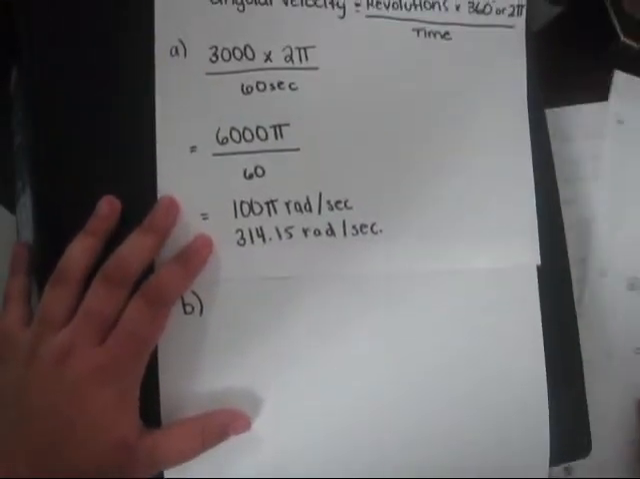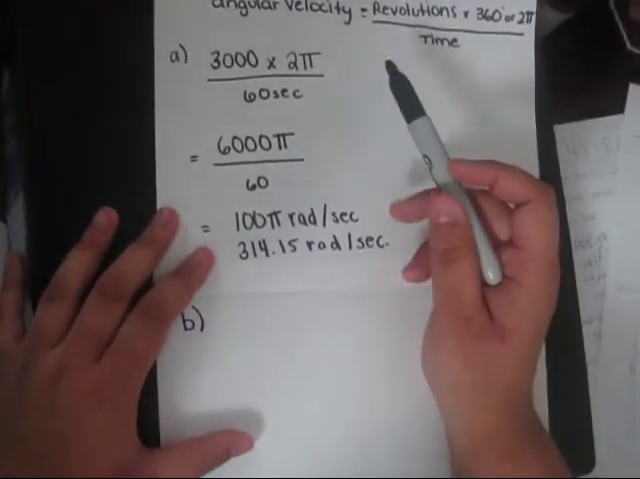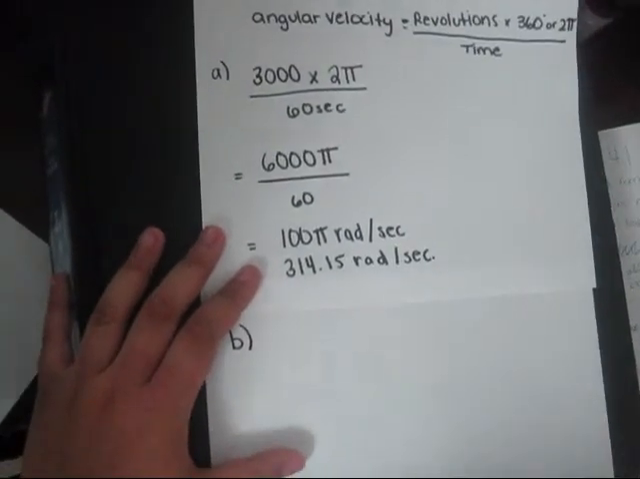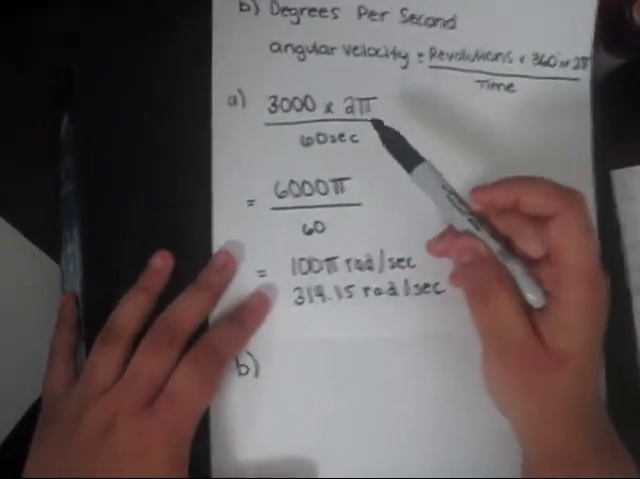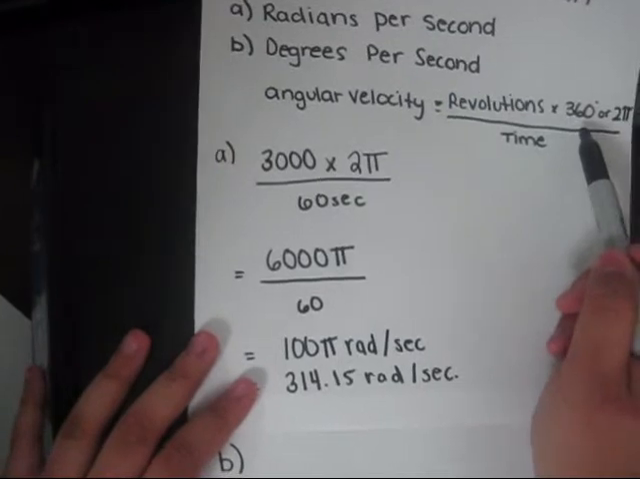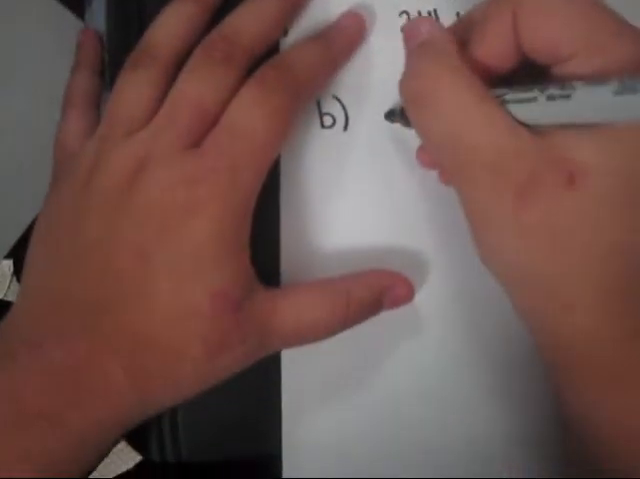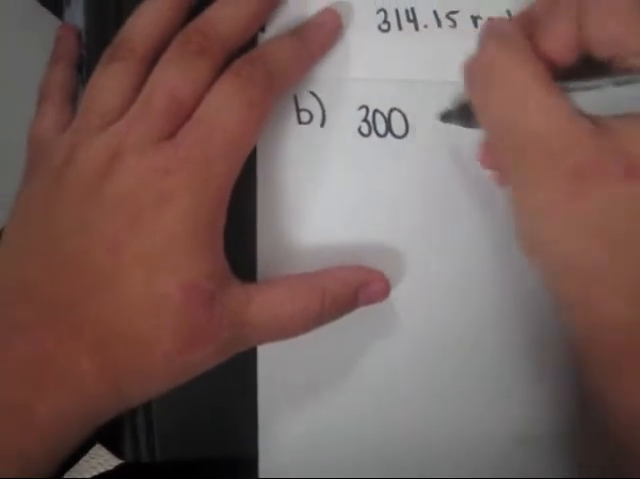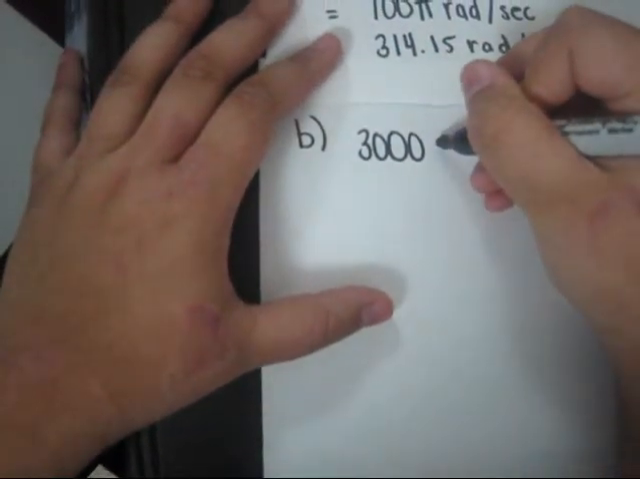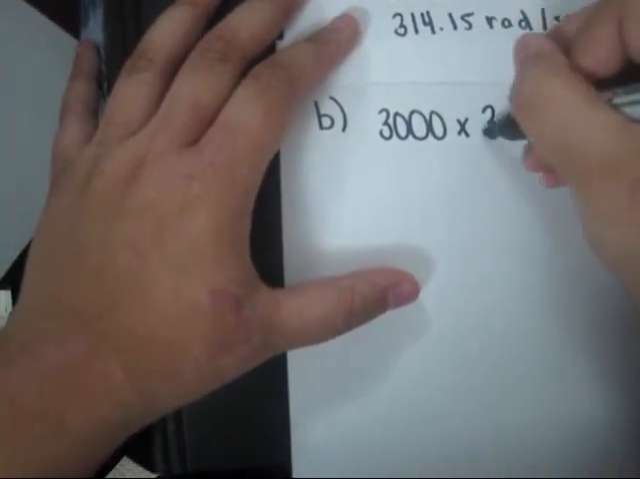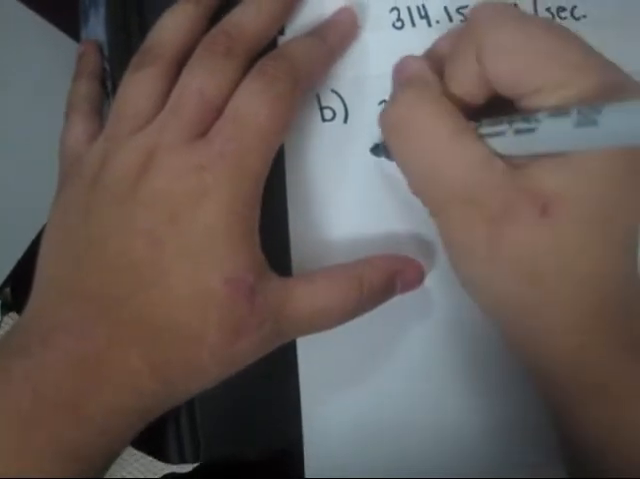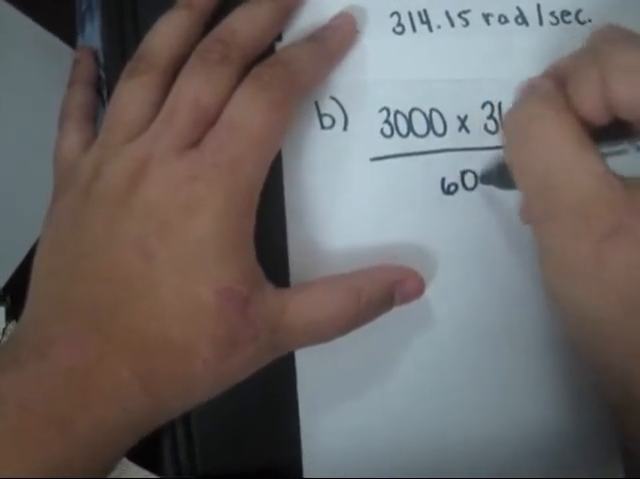So moving on to B, we are looking for degrees per second. So in A, we used 2 pi, but now we're going to use 360 degrees because we're looking for degrees per second. So once you sub that in, it's 3,000 revolutions per minute multiplied by 360 degrees all over 60 seconds.